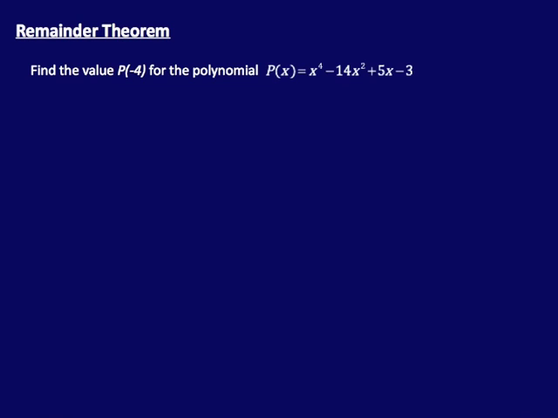Let me guide you into the world of mathematical shortcuts. For example, the remainder theorem. We can use polynomial division here rather than taking -4 and plugging it in. That would mean taking -4 to the 4th power minus 14 times -4 squared plus 5 times -4 minus 3, and then simplifying and going through that whole process. We could use synthetic division instead.